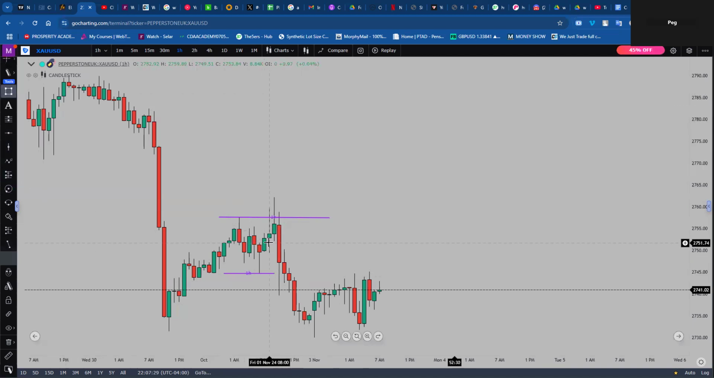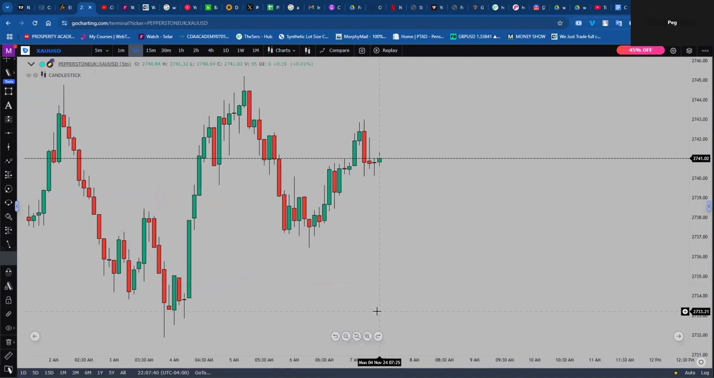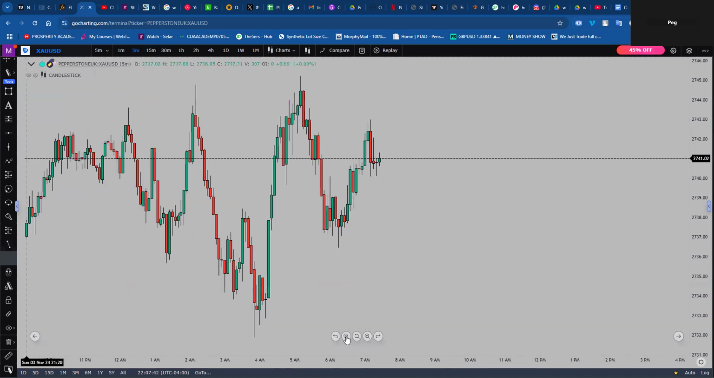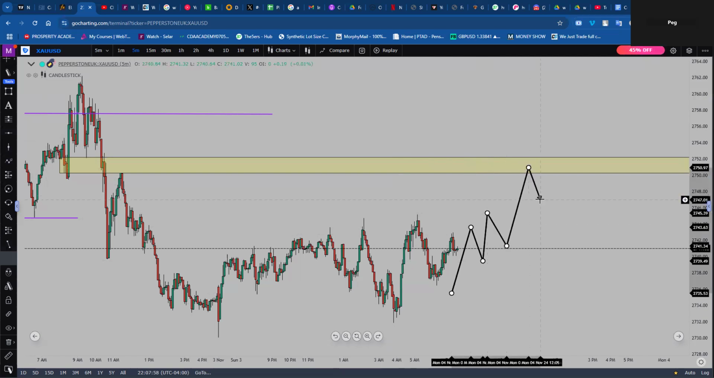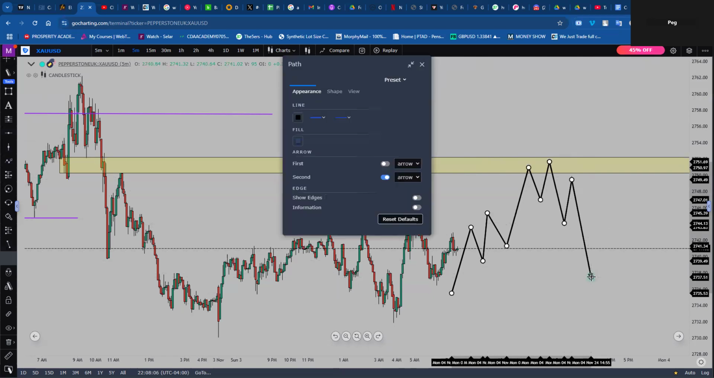Just mark out your fair value gap, for instance. Once you mark out your fair value gap, you go to your 5 minute or even 15 minute time frame and wait for price to come back to this fair value gap. When price comes to this fair value gap and gives you a change of character, is that a change of character? Let me see. Do we have a change of character?